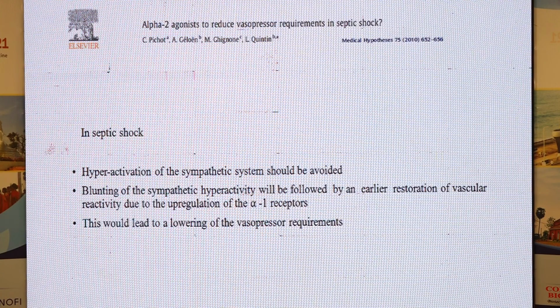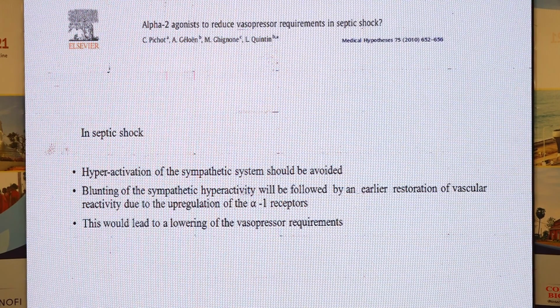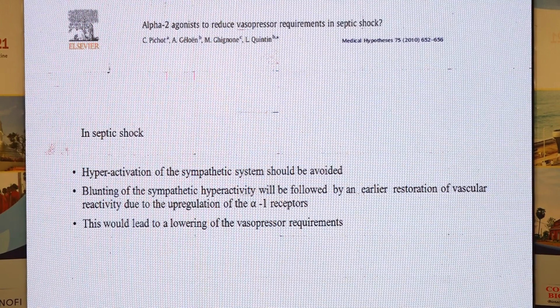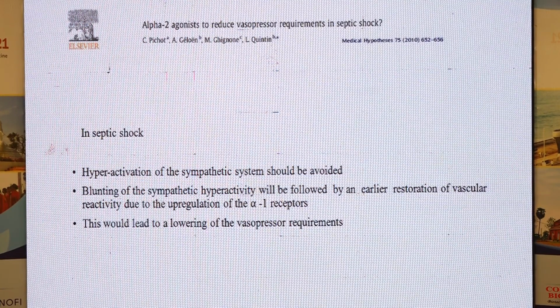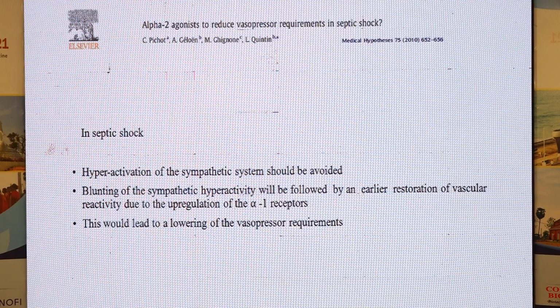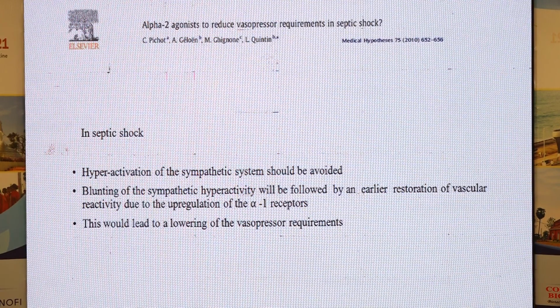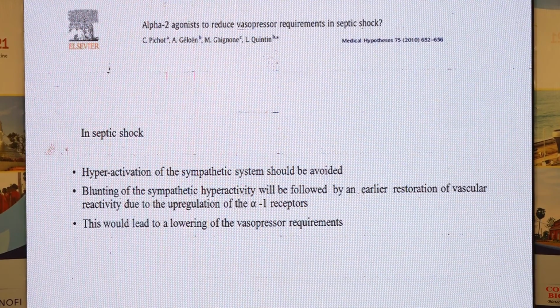the recent trial, where if you can blunt the sympathetic activity by the use of an alpha 2 agonist, then there is a probability that you can increase the vascular reactivity to your external vasopressor, thereby, one, the immune response would be better. Second, the dose that you need to give to protect your blood pressure may be lesser.